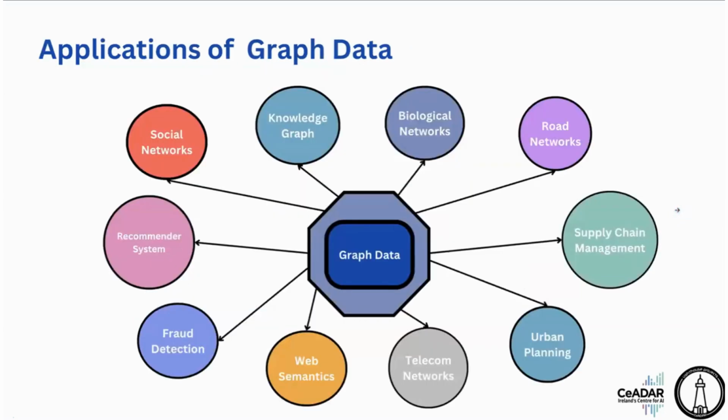So now let's jump into several applications of a graph database. One of the different applications we can tell is social networking and recommendation systems. We can say fraud detection, semantic analysis, telecom networks, urban planning, supply chain management, road networks, biological networks, and knowledge graphs. So these are the domains where we can utilize graph-based databases, and it's not limited to these situations as well. Why? Because it's completely applicable to real-world applications or real-world situations.